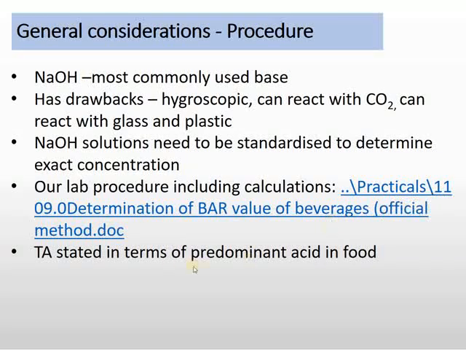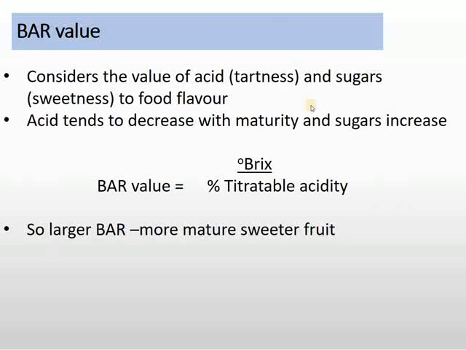Okay, and then the procedure that I'm talking about is what we are actually going to do in the virtual practical. And then we mentioned that the TA is stated in terms of the predominant acid in food. So it might happen that you use, for example, apple juice, but then you use citric acid as the predominant acid, then your results will be wrong. So it means that you need to know for sure which acid is predominant in that fruit for you to be able to calculate the TA.